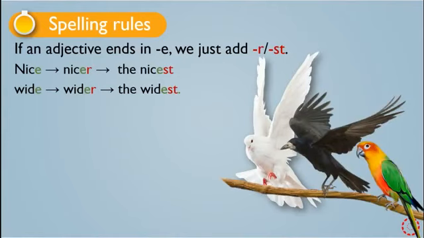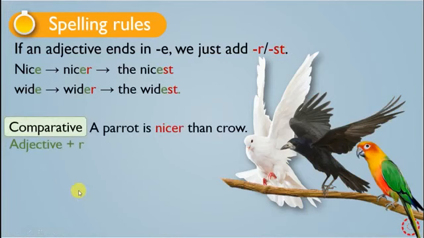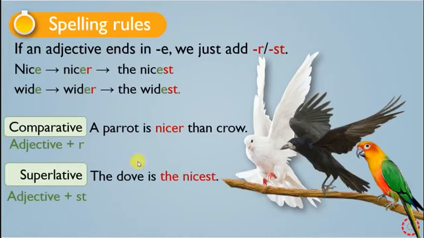Here we have three birds, a parrot, a crow, and a dove. Let's make a comparison between these three birds. A parrot is nicer than a crow. And the dove is the nicest.